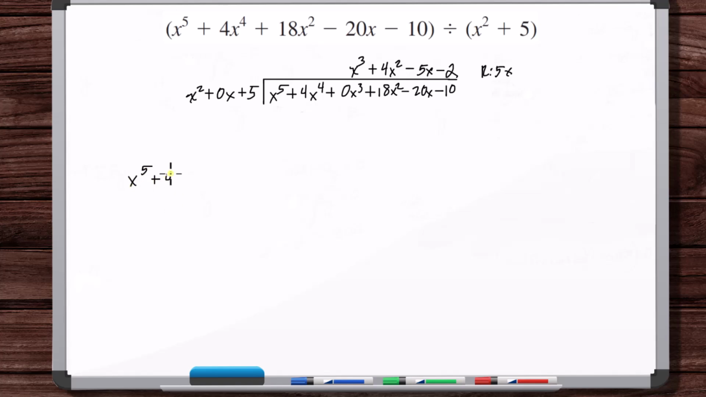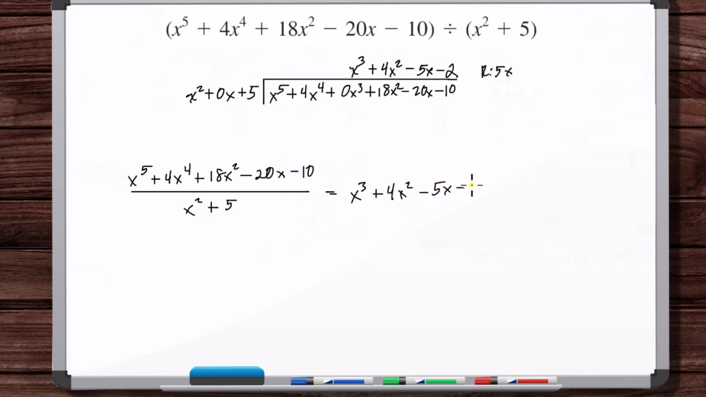x to the fifth plus 4x to the fourth plus 18x squared minus 20x minus 10 divided by x squared plus 5. That's equal to x cubed plus 4x squared minus 5x minus 2. And then you do the remainder divided by the divisor plus. So it's x squared plus 5. And there you go.